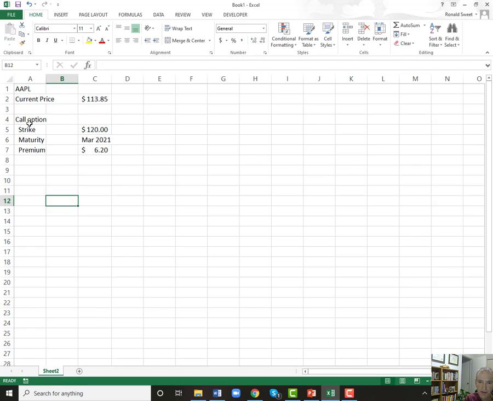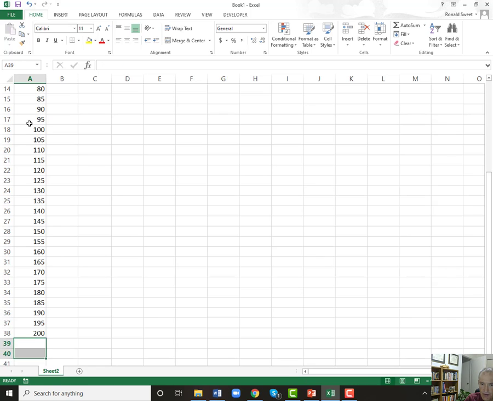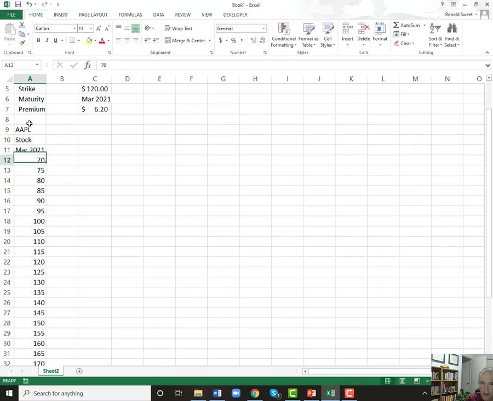What we're going to do, and what you have to do on the exam, is take one of these scenarios. We're going to do several scenarios, but let's say Apple stock as of March 2021. All right, so this is the scenario we're going to run right here. Let's say Apple's trading for $70. Or what if it's trading for $75? Let's go way down here. Let's say it's trading up to $200. All right, so let's do all these scenarios.